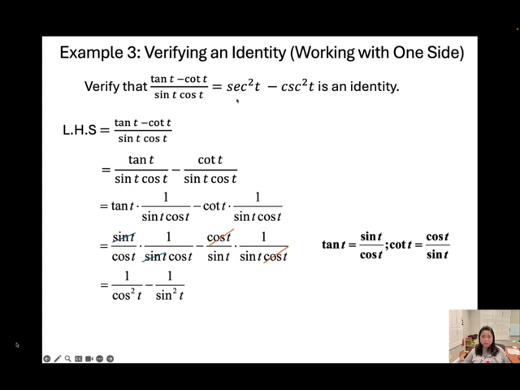Okay, look at the right-hand side. 1 over cosine squared t will be equal to secant squared t. 1 over sine squared t will be equal to cosecant squared t. That will be equal to your right-hand side. So we proved the identity.